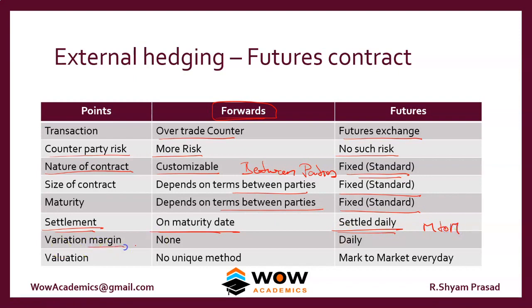Variation margin: here, there is no margin or anything which is involved upfront, but in futures, there is an upfront margin and also a maintenance margin. The valuation: there is no valuation required in a forward contract. In a futures contract, there is a mark to market settlement on an everyday basis.